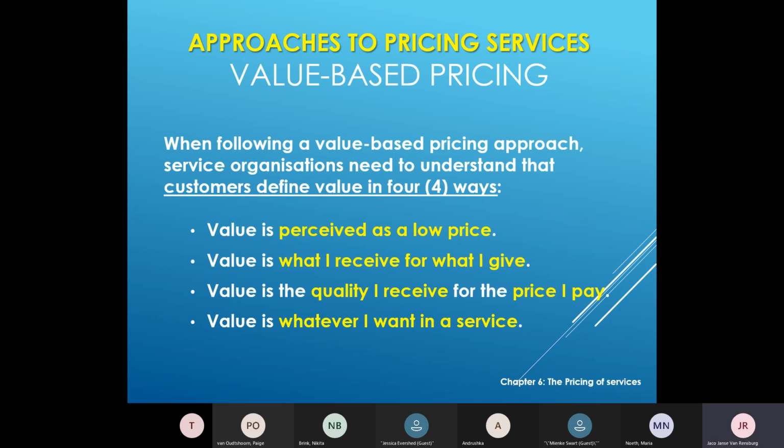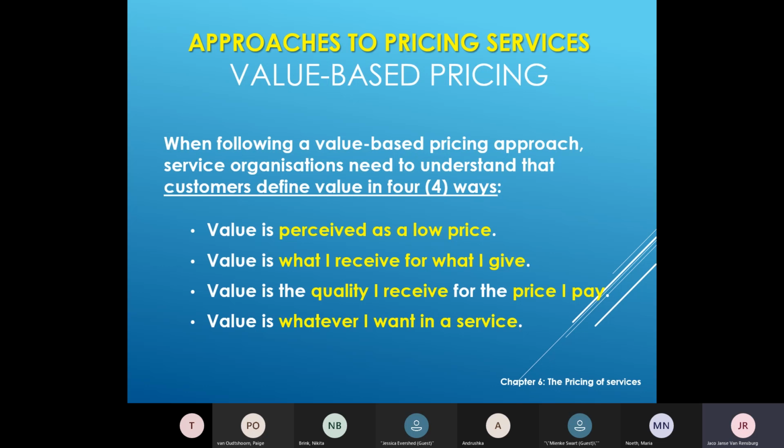And then, excuse me, value can also be, oops-a-daisy. Sorry, there was a hiccup. I needed to quickly take a sip of water.